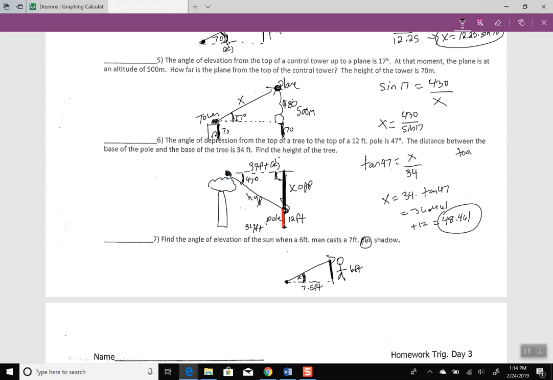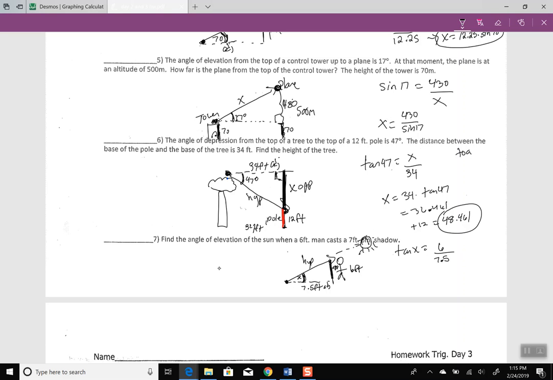So again, the sun is somewhere down here, and it's casting its rays, and then the human blocks it, makes a shadow. So I care about, this is the hypotenuse, I care about the opposite side and the adjacent side. So tan of x equals TOA, opposite, 6 feet over the 7.5 feet.